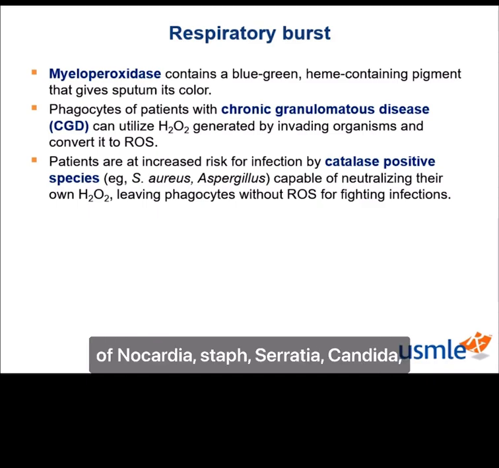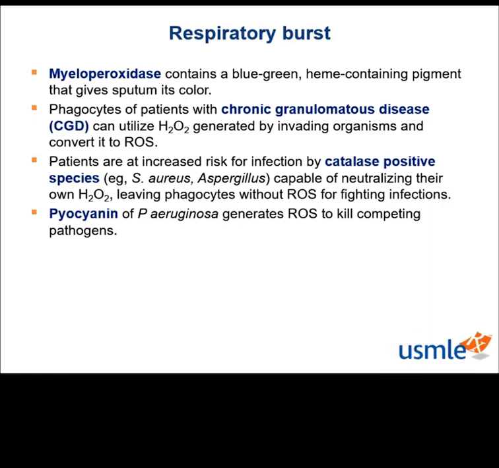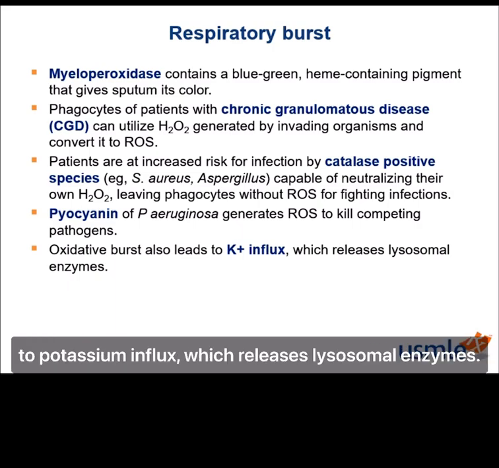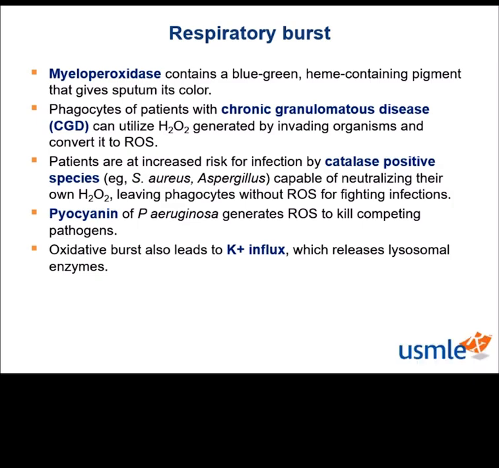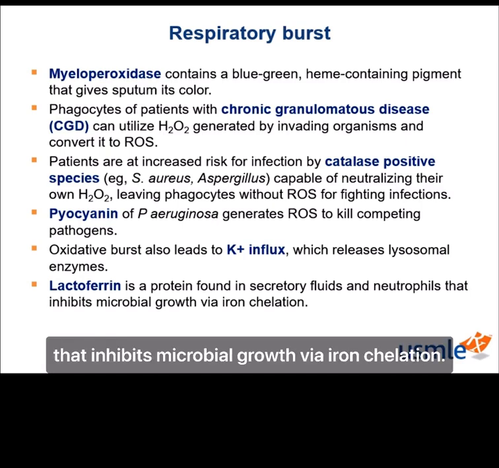You're right if you're thinking of Nocardia, Staph, Serratia, Candida, Listeria, E. coli, Aspergillus, and more. One of those catalase-positive species, Pseudomonas, has pyocyanin that generates reactive oxygen species to kill competing pathogens. In addition, the oxidative burst also leads to potassium influx, which releases lysosomal enzymes. Lactoferrin is a protein found in secretory fluids and neutrophils that inhibits microbial growth via iron chelation.